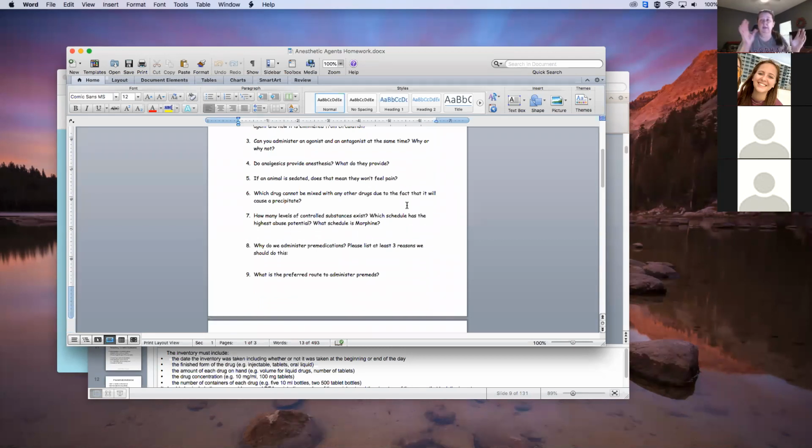And then number 9, remember our preferred route is IM. When you give premed, you want to go IM, intramuscular. Remember, sub-Q takes the longest but lasts the longest. IM is a little faster than sub-Q, and it doesn't quite last as long, so it's kind of in the middle. And IV kicks in the fastest, but it's associated with the most side effects because you're going directly into the bloodstream. When you use IV anything, morphine, hydro, dexdomitor, midazolam, you are going to potentially see more of the effects.